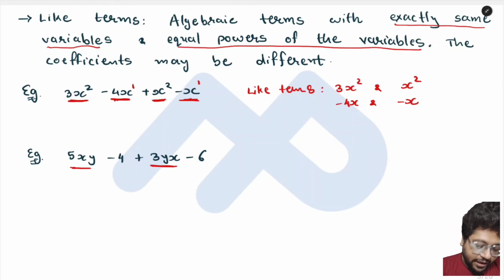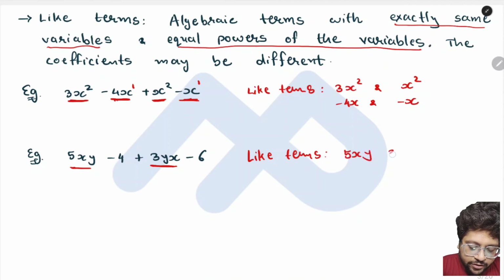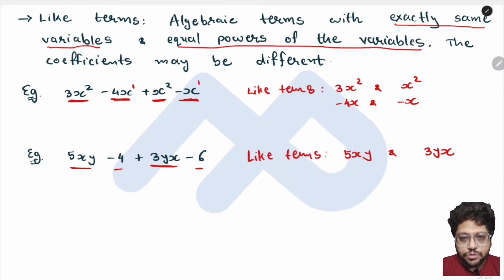Sometimes students make mistake like this. In the first term it is written x times y, and in the third term it is written y times x, but both are same thing, because multiplication is commutative, so xy and yx both are same thing. Okay, so they are considered as like terms because they have same variables with the same powers. So like terms here are 5xy and 3yx, as well as minus 4 and minus 6, both are constant terms only, they don't have any variables, so they are also considered as like terms. So it is another pair of like terms, that is minus 4 and minus 6.